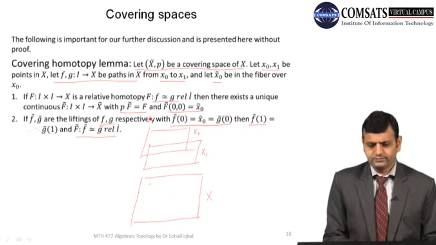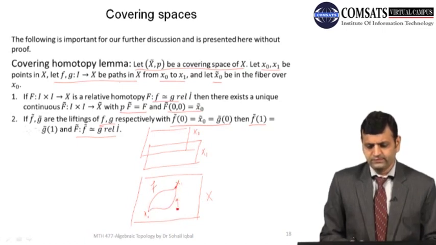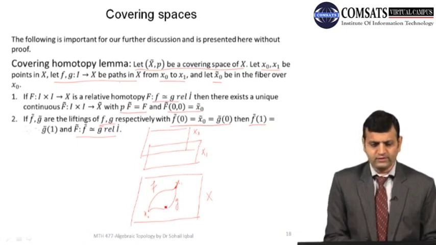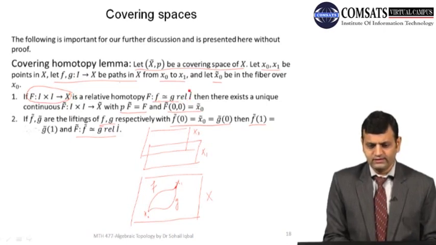So this result says that if I have two paths in the space X from x0 to x1, so this is f, this is g, and if these two paths f and g are homotopic, so this is a relative homotopy. Relative homotopy means the initial and the final points of these paths are always fixed. Okay, and then there exists a unique continuous function.